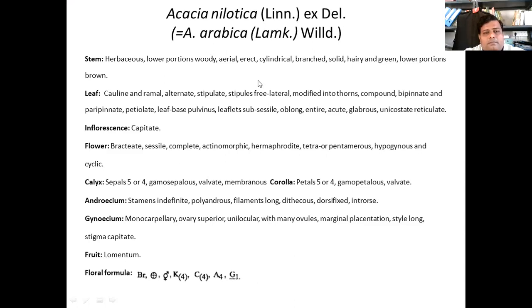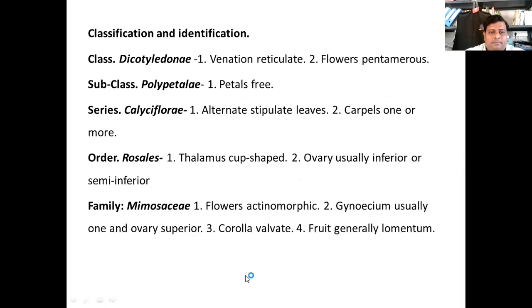Calyx: the sepals may be 5 or 4, gamosepalous, valvate, membranous. Corolla: petals 5 or 4, gamopetalous, valvate. Androecium: stamens are indefinite, polyandrous, filaments long, dithecous, dorsifixed, introrse. The gynoecium is monocarpellary, ovary superior, unilocular with many ovules, marginal placentation, style long, stigma capitate, fruit lomentum. The floral formula is bracteate, actinomorphic, bisexual, calyx 4, corolla 4, androecium 4, and gynoecium 1 that is superior.